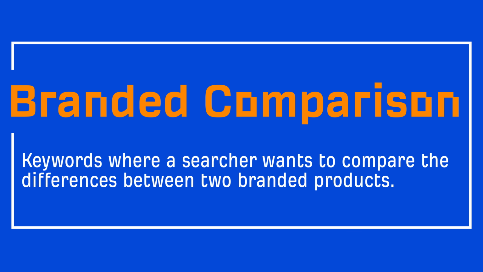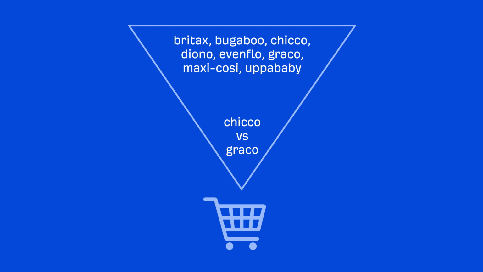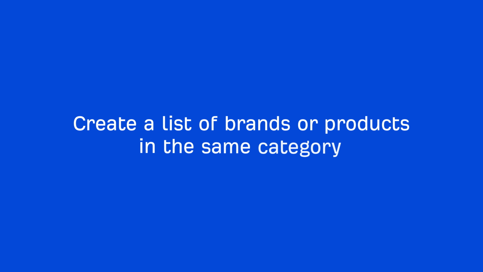For example, that might be Kiko car seat versus Graco. These types of keywords usually have lower search demand, but they typically convert better than general comparison keywords because the searcher has likely narrowed down their purchasing decision to a few key products. The easiest way to find these keywords is to create a list of brands or products in the same category.